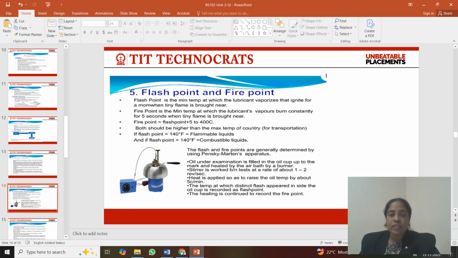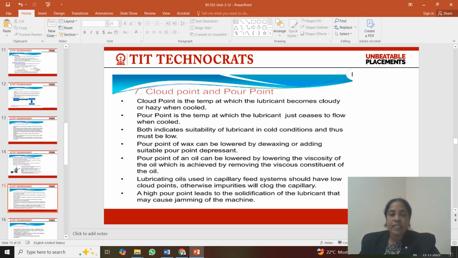And a good oil should have a fire point 10 to 20 degrees above the flash point. So a good lubricating oil must contain a higher flash and fire point.